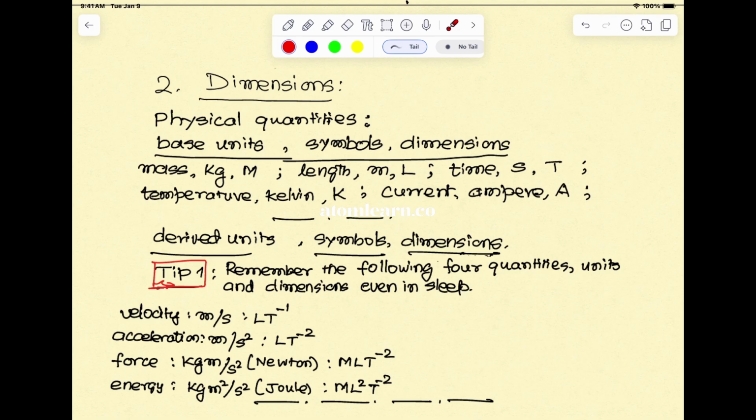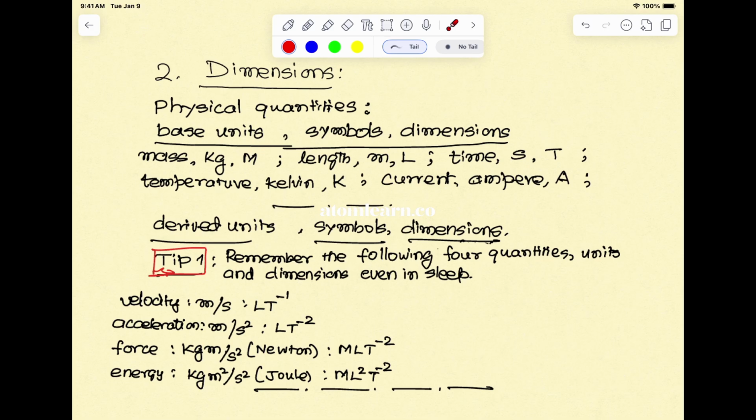By the way, the terms dimension and dimensional formula both mean the same. In the question you may get either term, find the dimension of this particular quantity or the dimensional formula. Both mean the same, don't get confused. The second point is that the dimension may be written plainly, for example MLT power minus 2, or enclosed within square brackets. Either way, both mean the same. Don't bother.